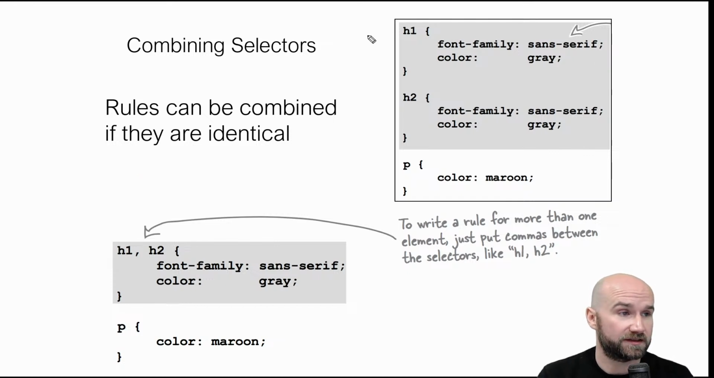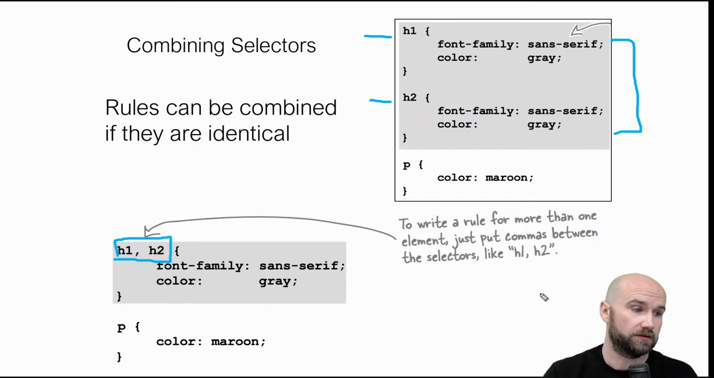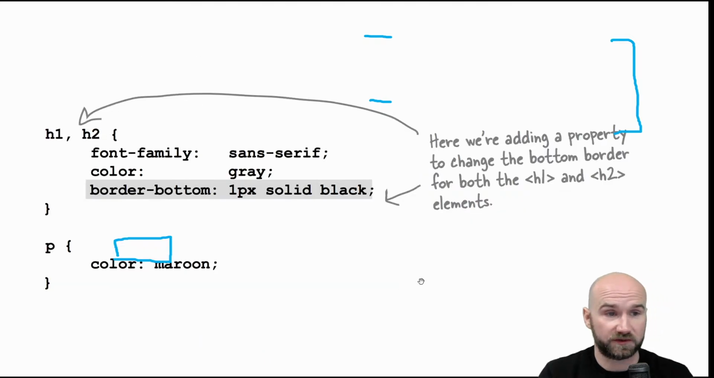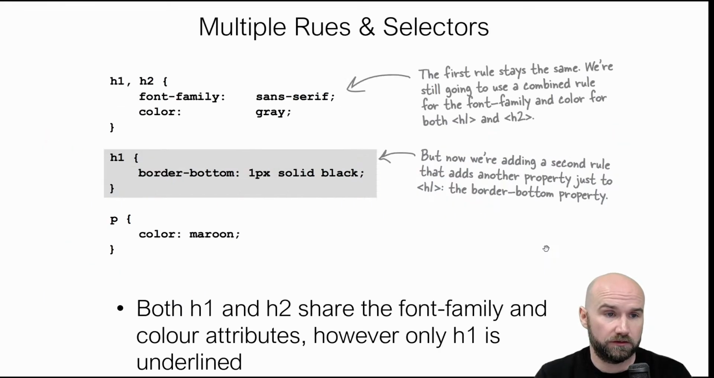So again, this is the example on the top right here that we were just working with, where H1 and H2 are the same. We can combine those into a single rule with 2 selectors and 1 declaration, so we're not repeating ourselves. So that's a useful optimization. So when we're adding a property to change the bottom border, we can just add it in the one place now, which is quite useful.